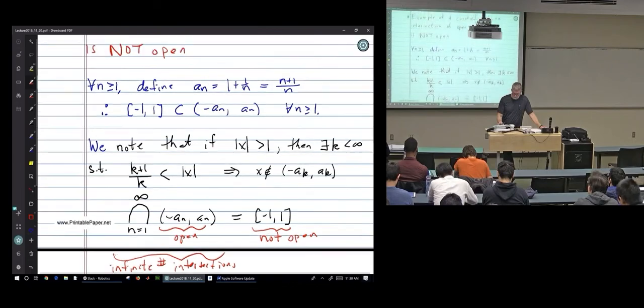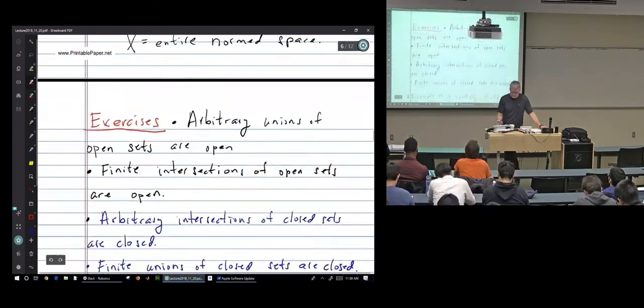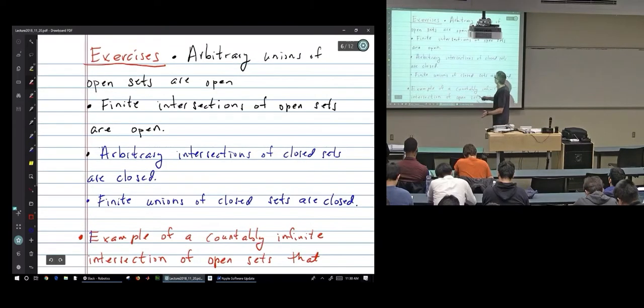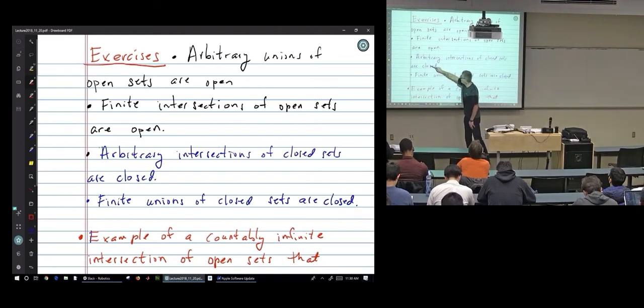Okay, so if that was too fast, you can go through and check all the calculations. So the key thing on your exercises: once a set is open, you can take an uncountably infinite number of unions of those things and they stay open, but only a finite number of intersections in general. When sets are closed, you can intersect as many of them as you want and they stay closed, but also only a finite number of unions.